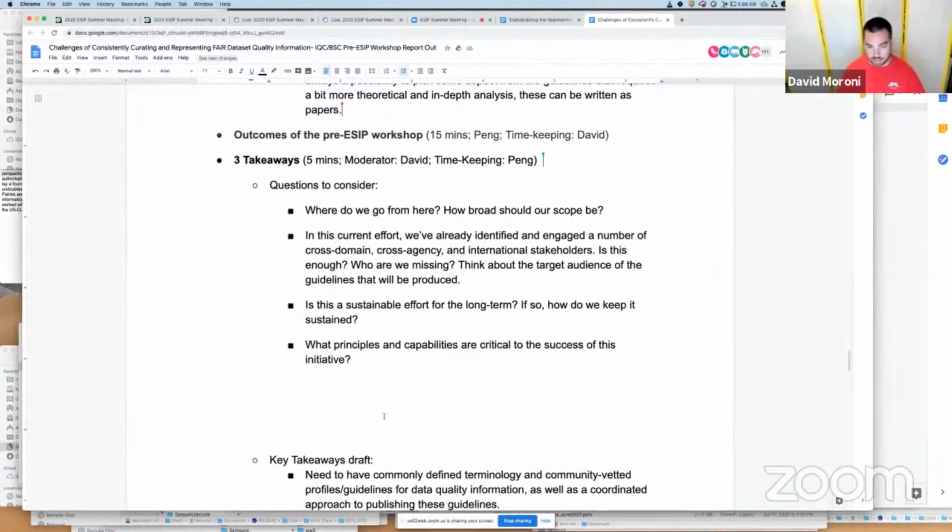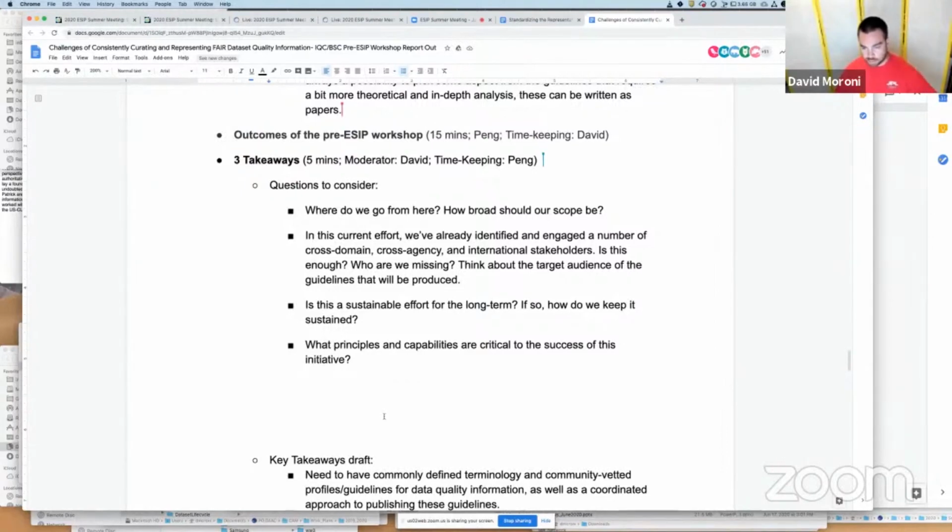Next, is this a sustainable effort for the long term? If so, how do we keep it sustained? I look back to Sophie's point about is this just going to be a reference document, or is this something that's going to be actionable? If it's actionable, how do we sustain this?